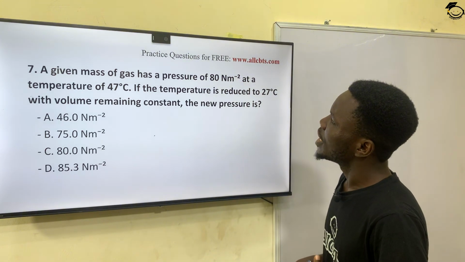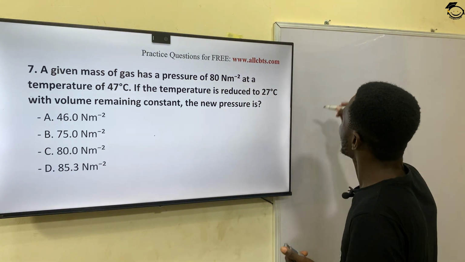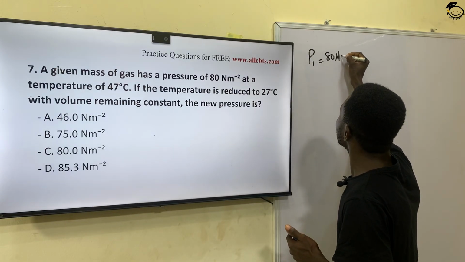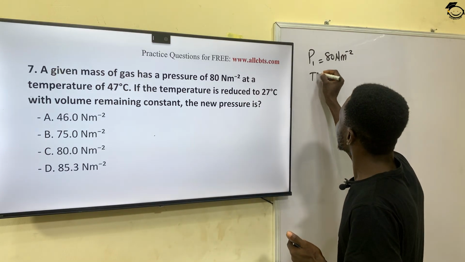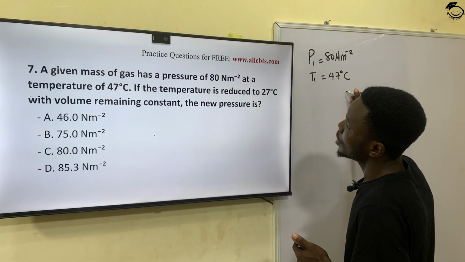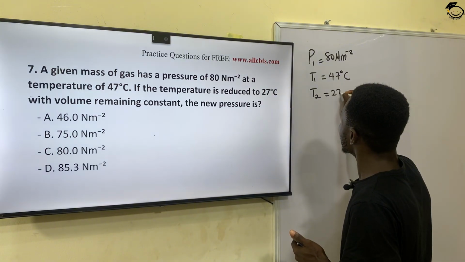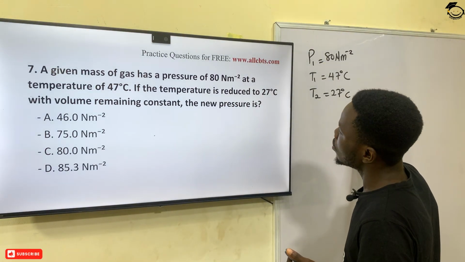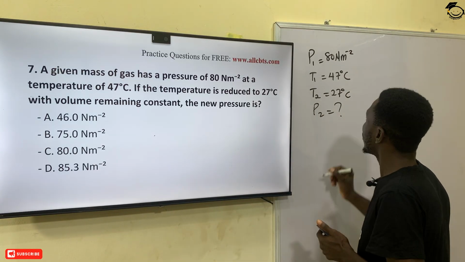It says, a given mass of a gas has a pressure, so we have P1 as 80 Newton per meter square, at a temperature, θ1 as 47 degrees Celsius. If the temperature is reduced to, so we have θ2 as 27 degrees Celsius, with volume remaining constant, the new pressure is dash. So we're looking for P2.